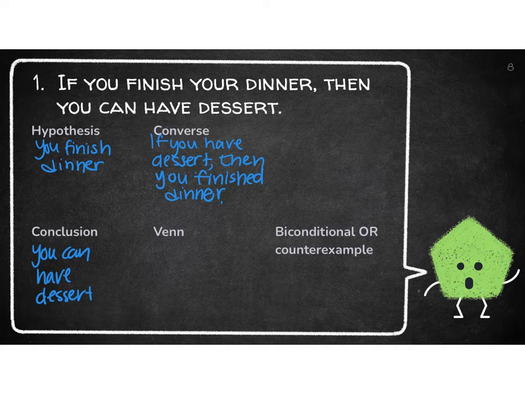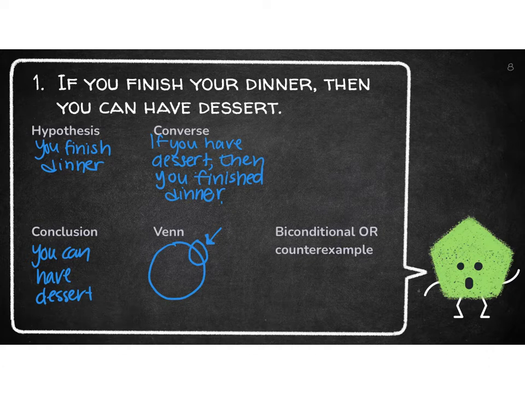So if we look at the Venn diagram, we can have all the times that we ate dinner, and then we're going to have the times that we had dessert. And yes, there's going to be times that we had dessert after we ate dinner. However, there's going to be this piece here, which is outside of that circle, which represents maybe when you didn't finish dinner, when you didn't eat all your vegetables, but you still got to have dessert.